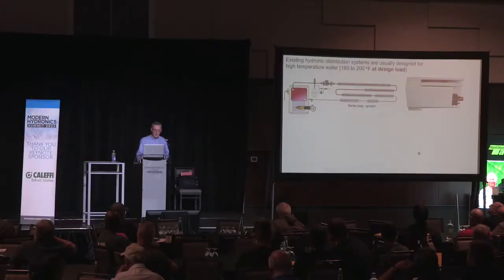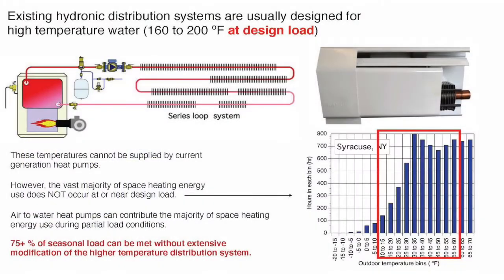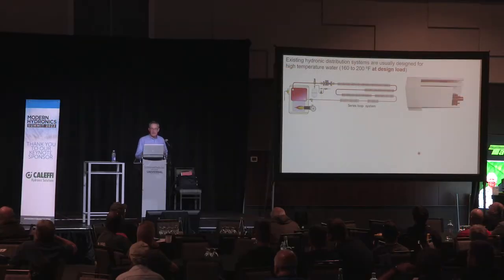So, okay, here's a typical baseboard system. We've got maybe an oil-fired cast iron boiler. We've got a series loop of baseboard. It was designed around high water temperatures. The question is, can a heat pump tie into a system like this? Could I, for example, simply put an air-to-water heat pump in parallel with that boiler and just keep that distribution the same as it is?